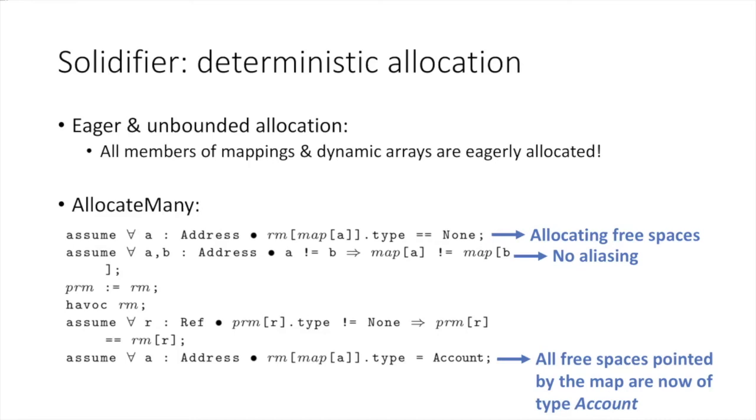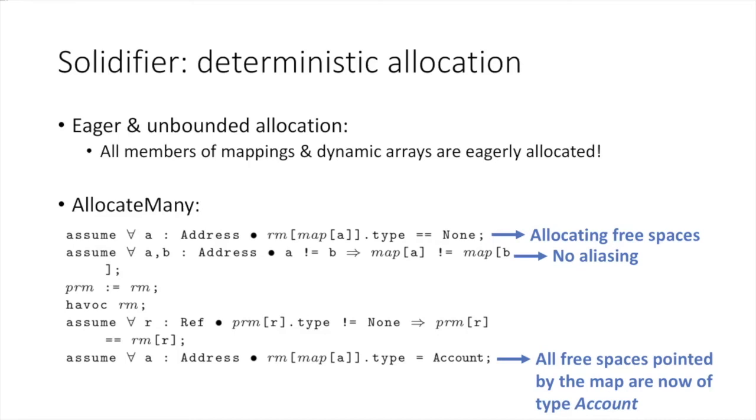How we formalize this using Boogie, we created this allocate many code block, and what it does is eager and unbounded allocation of dynamic types. So mappings and dynamic arrays are completely allocated at the creation of the contract.